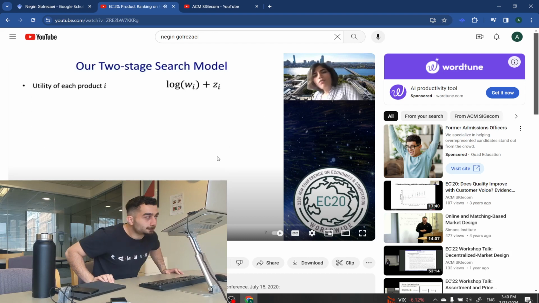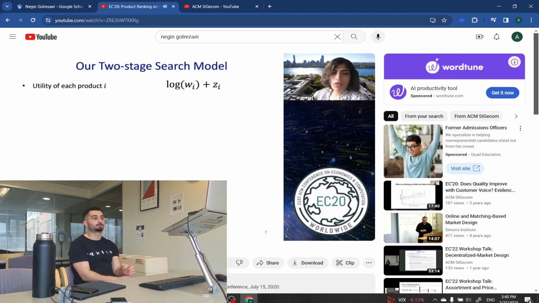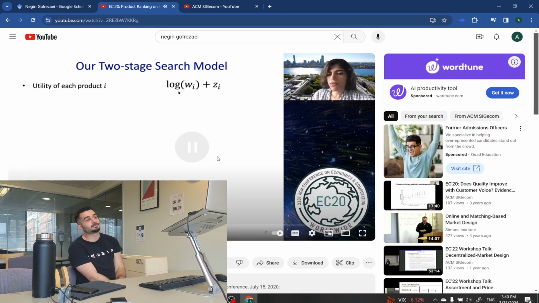Okay, so now let me walk you through our two-stage search model. I'm going to start by explaining how we model the utility of each product i. The utility of each product i can be written as two terms. What is W_i, what is Z_i? Why should W_i have a log behind it?